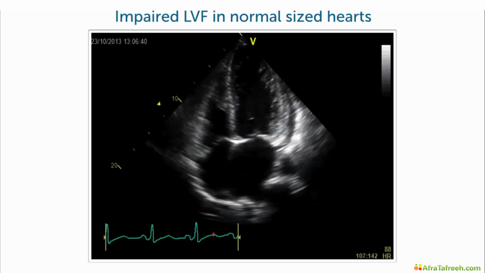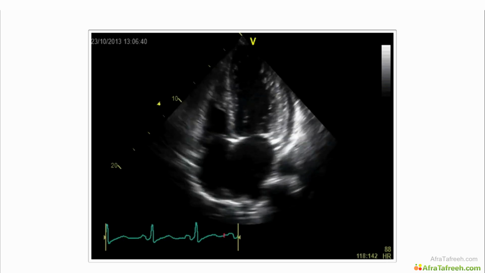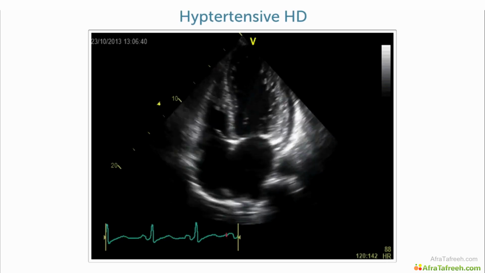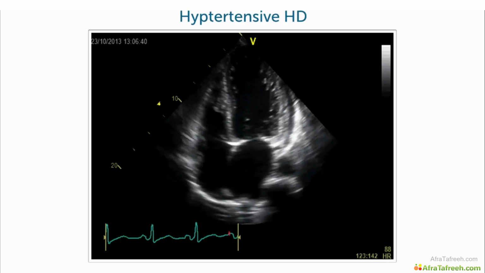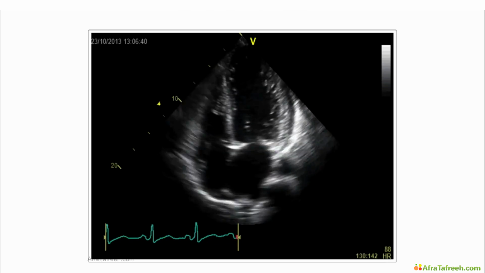For example, if it's in an acute stage of heart failure, the left ventricle might not have time to adapt yet. Or if patients, for example, have hypertrophy of the ventricle because they have hypertensive heart disease, the ventricle usually does not dilate as much as those patients who do not have hypertensive heart disease. So be aware that there are certain variations.